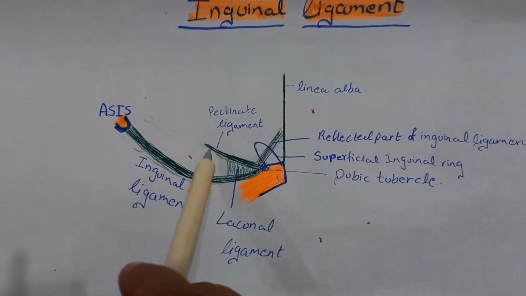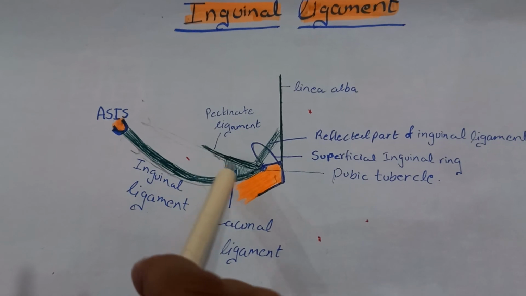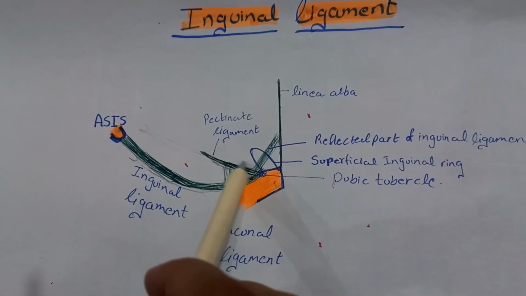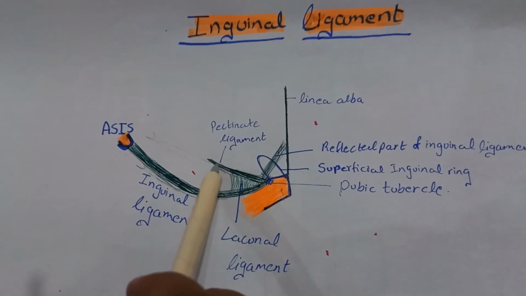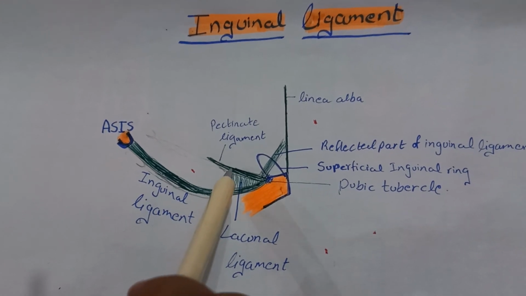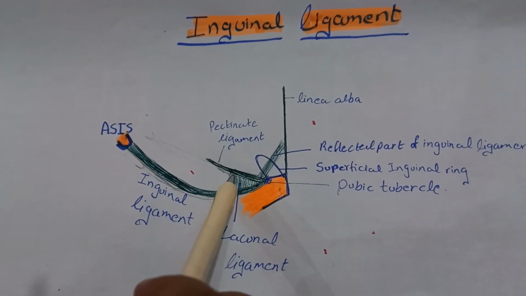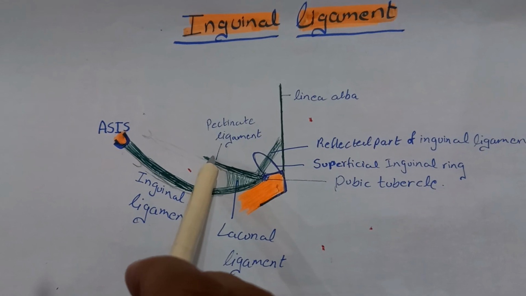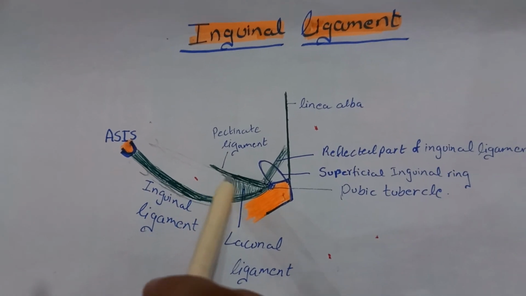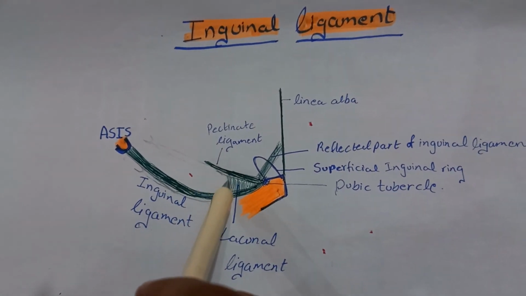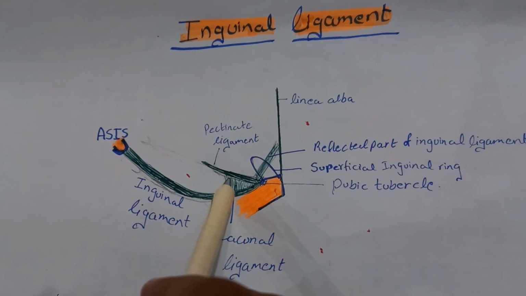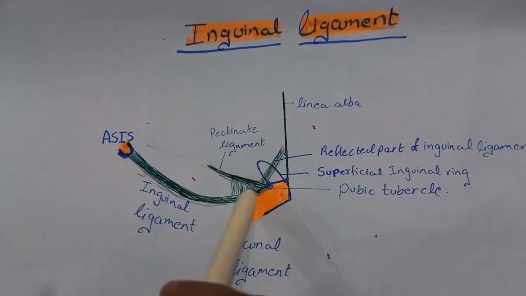Now let us discuss the pectineal ligament. As you can see in this diagram, pectineal ligament is a ligament that extends from the posterior part of the base of the lacunar ligament. This is the lacunar ligament and this is the pectineal ligament. So this ligament extends from the posterior part of the base of the lacunar ligament and is attached to the pecten pubis.